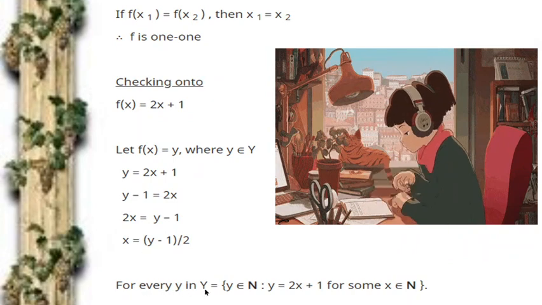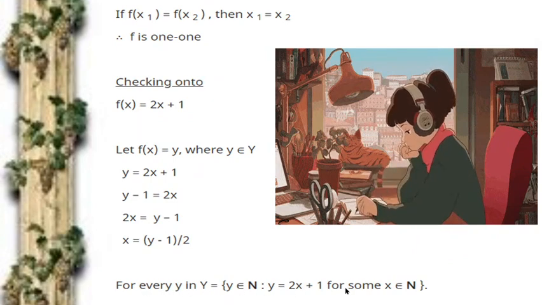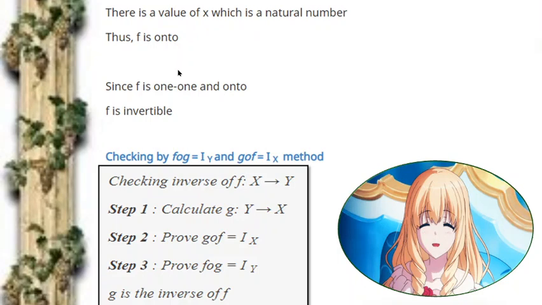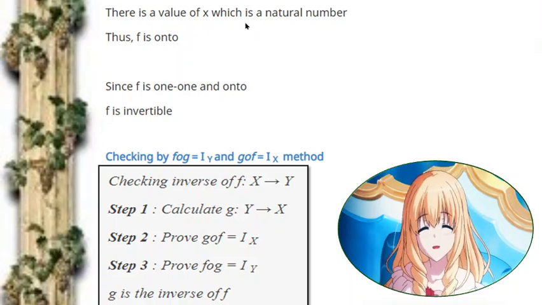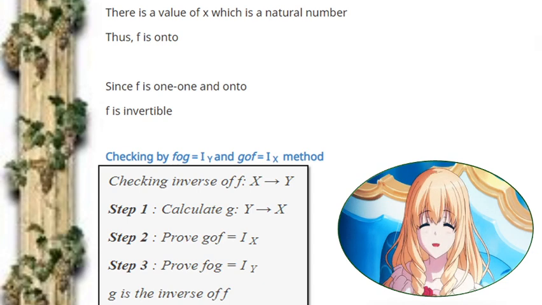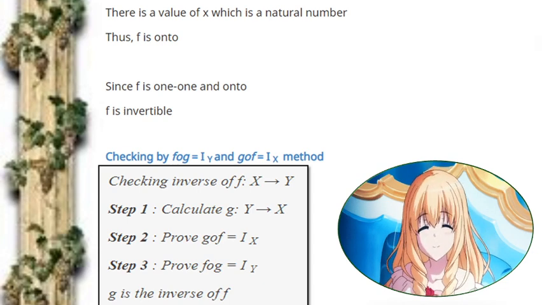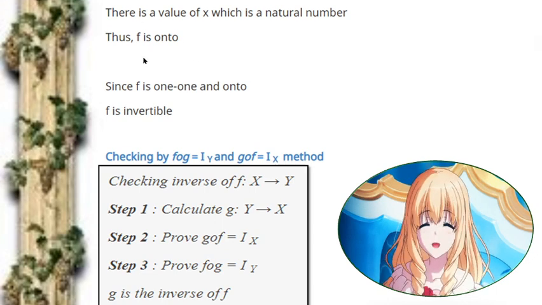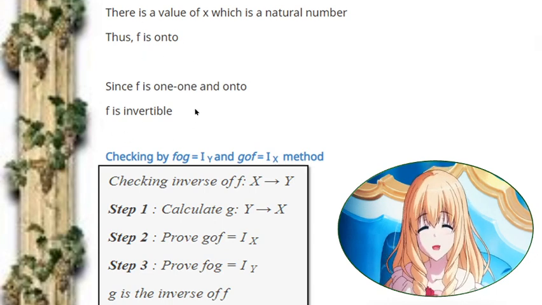So, for every y in set Y, there will be some x in set X. So this function is onto as well because x is a natural number. For every element y which belongs to set Y, there is some element x which belongs to natural numbers. So this function is onto as well. So since the function is one-one and onto, it is invertible.